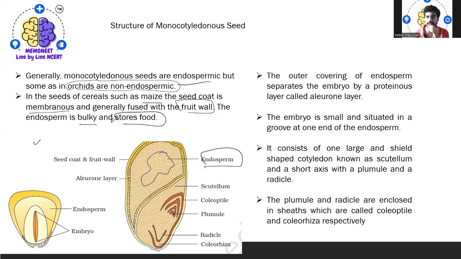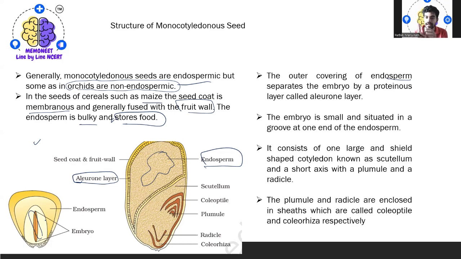The outer covering of the endosperm separates the embryo from the endosperm by a proteinaceous layer, which is called the aleurone layer. This layer separates the endosperm from the outer seed coat. The embryo is very small. As you can see here, it is small and situated in a groove at one end of the endosperm.